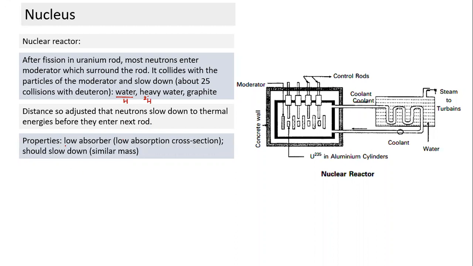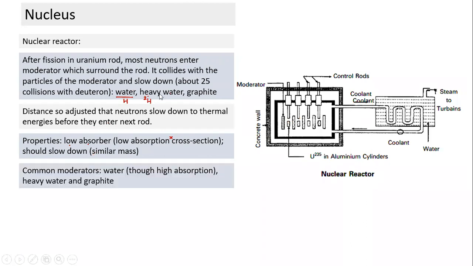And another property the moderator should have: it should slow neutrons down, but it should not absorb them itself. So what may happen in case of water? Not only does it slow down, it tends to absorb a neutron, and when it absorbs, it converts itself into heavy water. So even though ideally we would like a moderator which is a low absorber, and we use the term low absorption cross section, it should not self-absorb neutrons. If it absorbs a neutron, the neutron will not reach the next rod and the reaction will not continue. It should only slow down, with similar mass, and these three have this property.